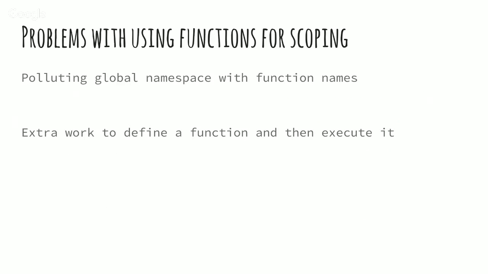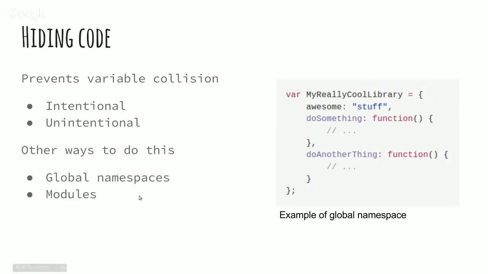So, problems with using functions for scoping. You're still polluting your global namespace if you have a bunch of top-level functions. Each one of those functions is going to reside in that global namespace. It might not be a variable, it's going to be a function, but it's still there. In my experience, you define one top-level function and you put all your other functions inside of that. That may not be best practice, but that's the approach that I've taken. That makes sense, and it seems almost more like the global namespace idea. Kind of, yeah.